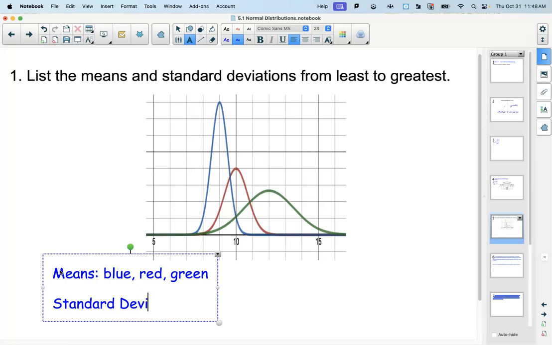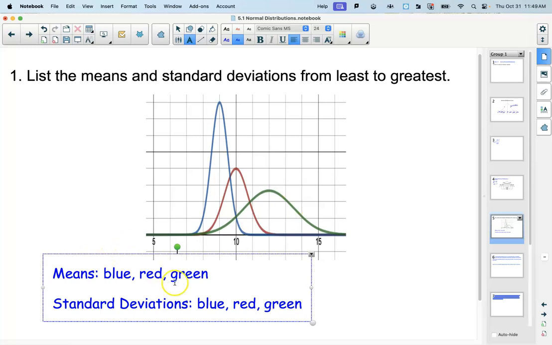Now, standard deviations. Standard deviation describes the spread of the graph. The graph that is the most compact, the least spread out, would have the smallest standard deviation. So that's blue. Red would be next. And green is the widest, the most spread out. That would have the greatest standard deviation.